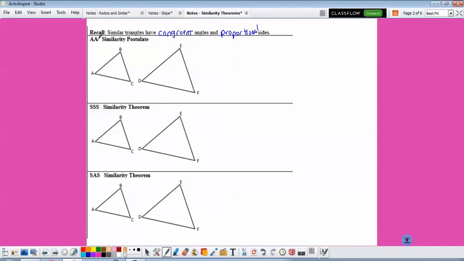The first one is angle-angle. So that would mean angle A is congruent to angle D, and angle B would have to be congruent to angle E. Or you could use C and F. As long as you have two pairs of congruent angles, this theorem will work.